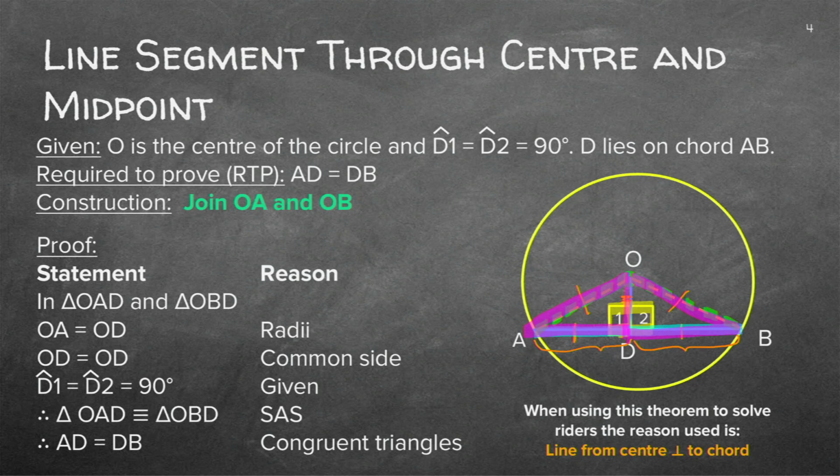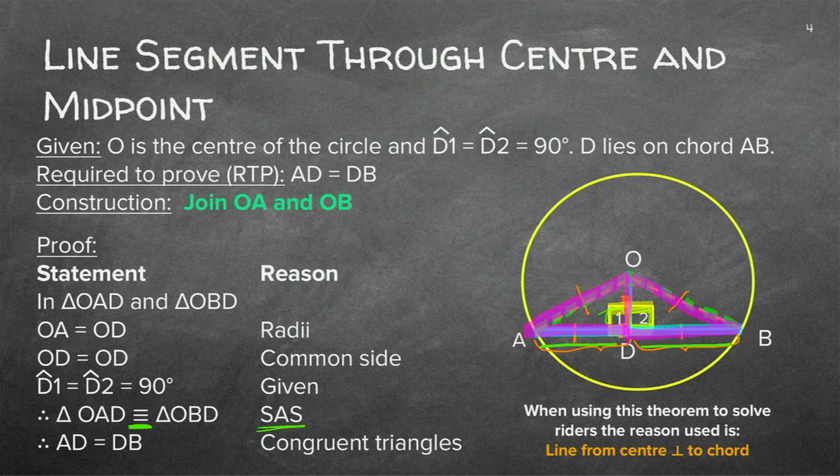D1 equals D2 and they're 90 degrees. It was a given in the question. Therefore, you can say OAD is congruent, if you can remember what congruency stands for, or the little sign, is congruent to OBD. My reason, side angle side, and therefore we can say that AD equals BD because of the congruent triangles.